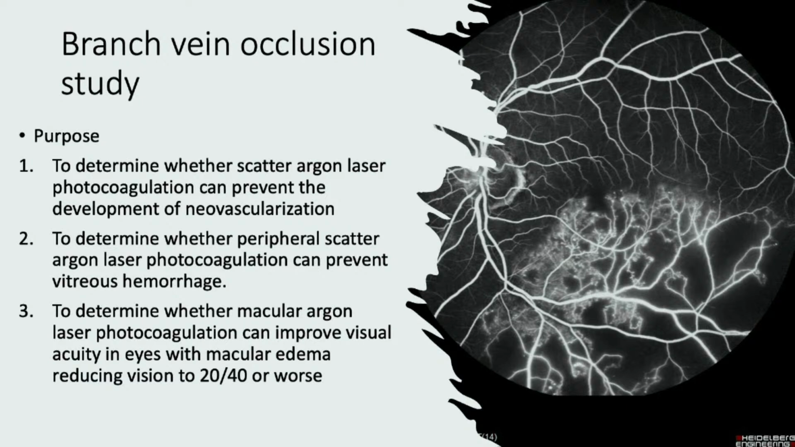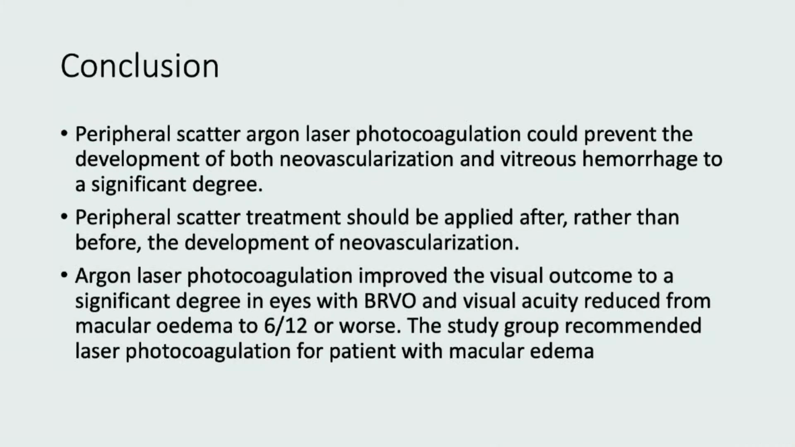Similar kinds of questions were there about BRVO: which to treat, and whether we should do laser photocoagulation in these patients. If you're doing laser, is grid laser better? The BVOS study said that peripheral argon laser photocoagulation can be done to prevent vitreous hemorrhage if the patient has neovascularization. It also said not to do PRP the moment you see a BRVO. See if the patient develops neovascularization. Once the neovascularization is there, do a laser.